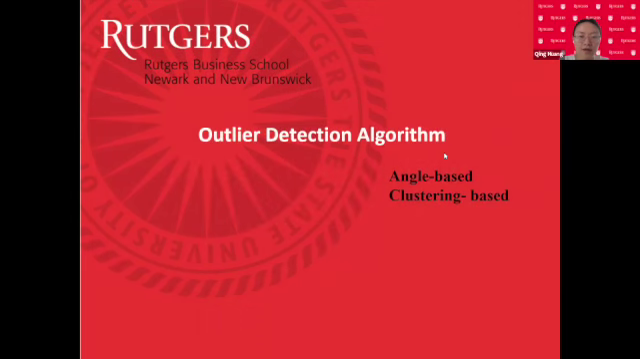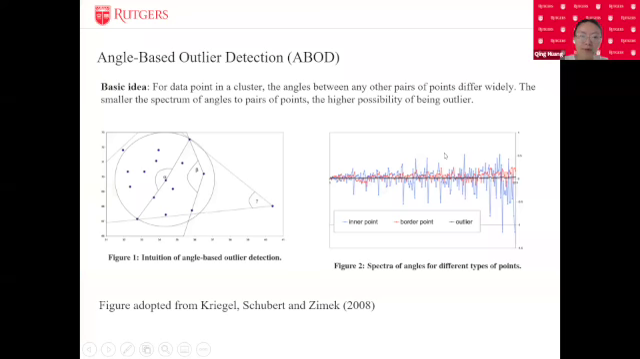So the first algorithm is the angle-based outlier detection. The basic logic for this algorithm is that the angles between any pairs of points differ widely. The smaller the variance, the higher the possibility of being an outlier.